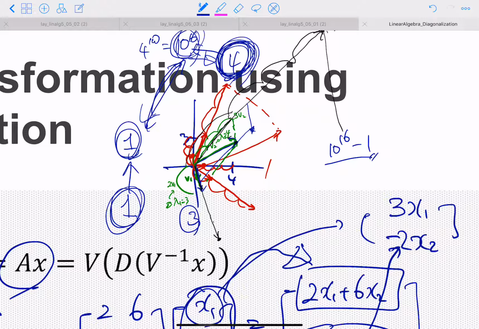So in this case, computers cannot distinguish between these two, and even if we perform this computation, the computer will just give us 10 to the power of 16. So simply, it will ignore this part. And this is because we use finite bits to represent a single number.